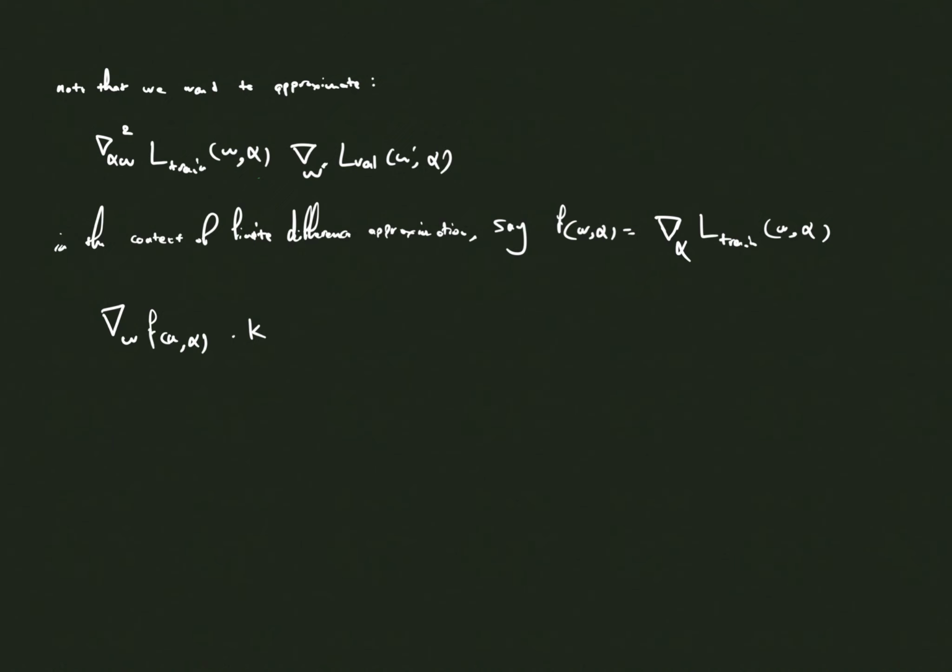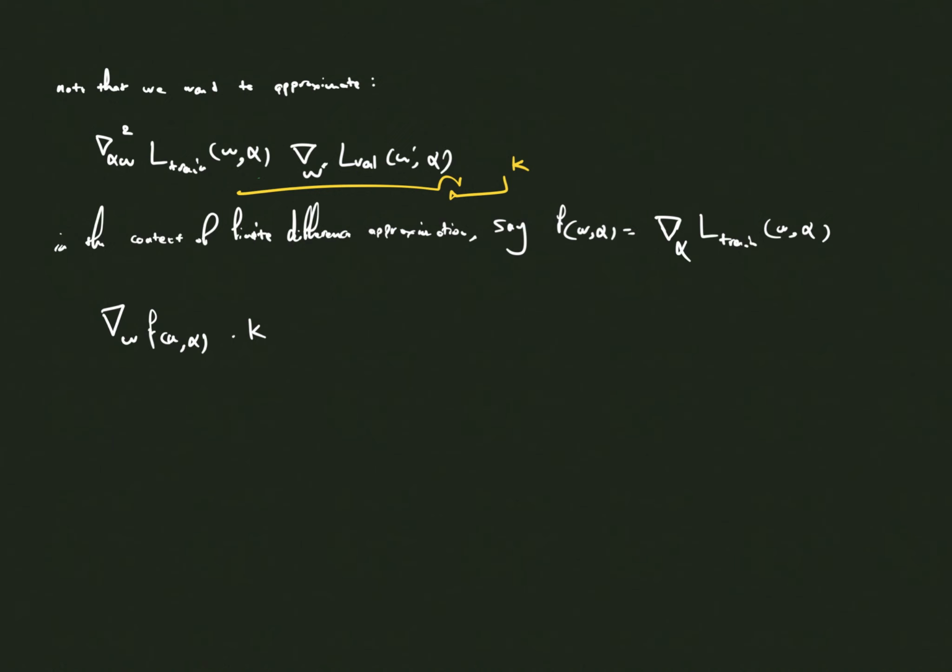Now let's go back to the finite difference approximation. Say we have f of omega and alpha defined like this. So you would have the L train derived with respect to alpha. It's a function of omega and alpha. Now you want to derive it with respect to omega here, and we want to multiply it by a k. Now, spoiler alert, this k would be this term here, which would be the gradient of L val with respect to omega prime. Note that given that f was defined like this, the gradient of it with respect to omega would result in this Hessian right here.